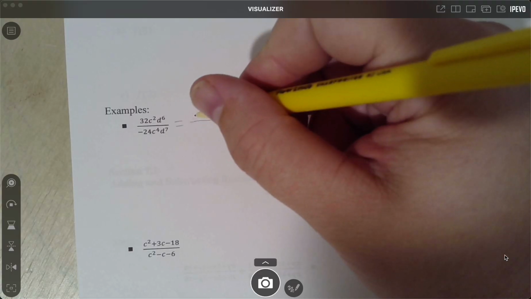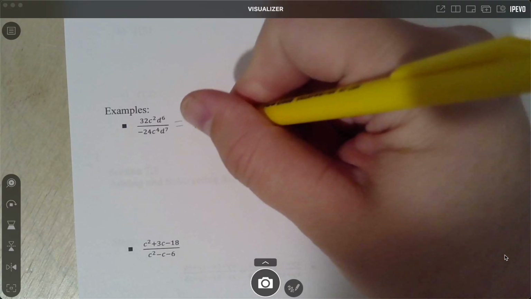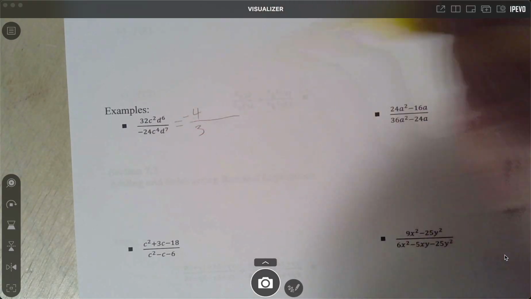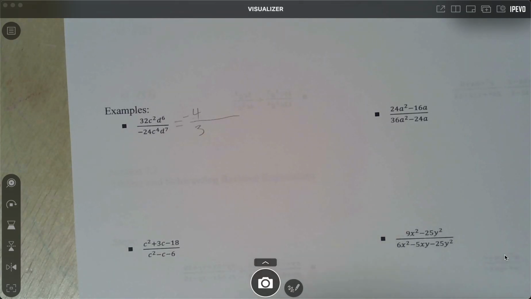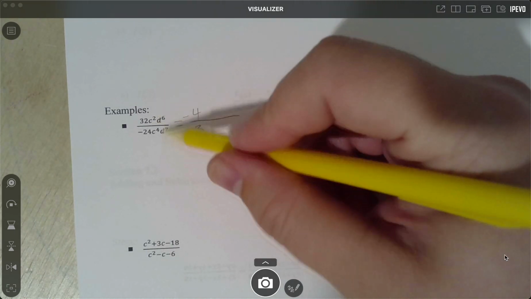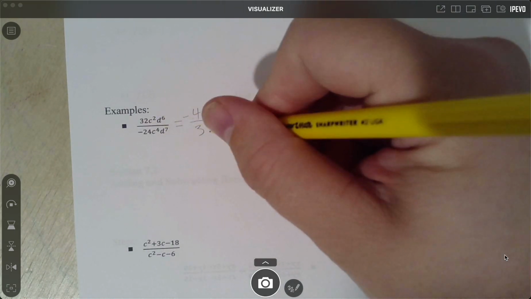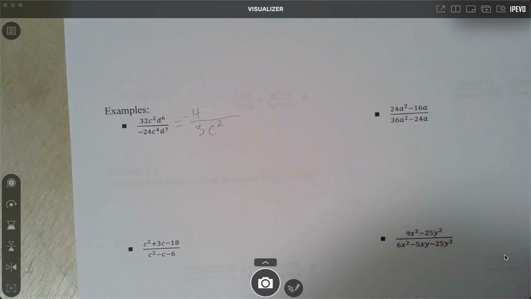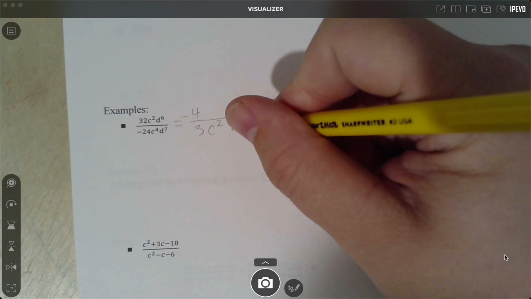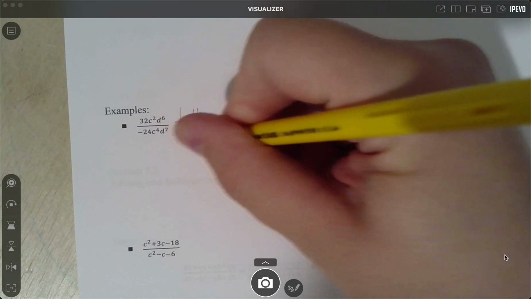32 over 24 is going to be 4 over 3 when you reduce that by 8. The negative will transfer to the top or stay up front of the fraction. From there, we are going to cancel our c's. We have two c's on top, 4 on bottom. And when we cancel, there will be 2 left on bottom because we're ultimately subtracting, but where the larger number is will be where the positive leftovers are.